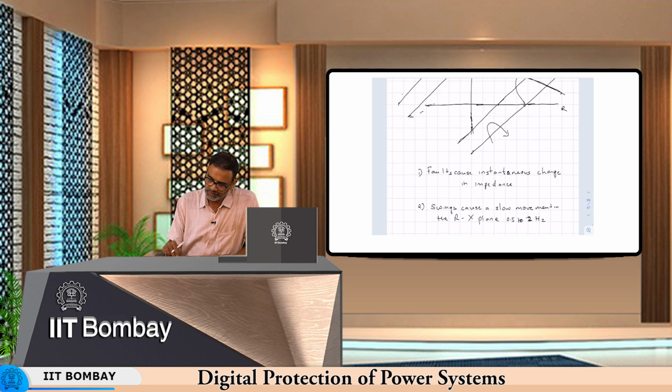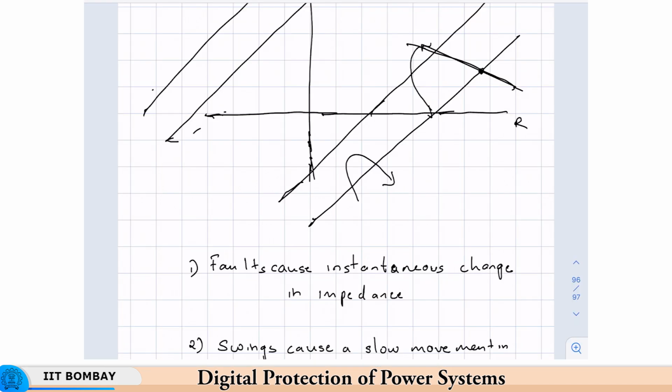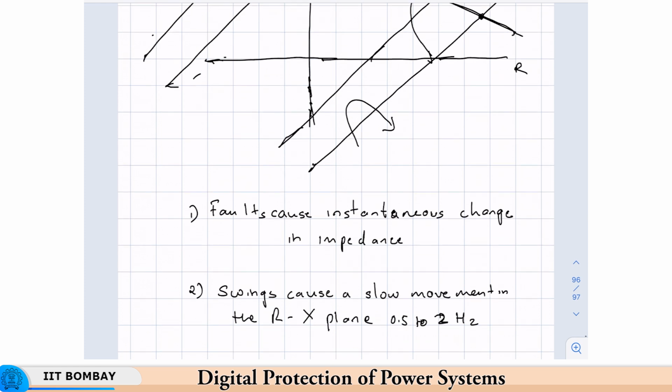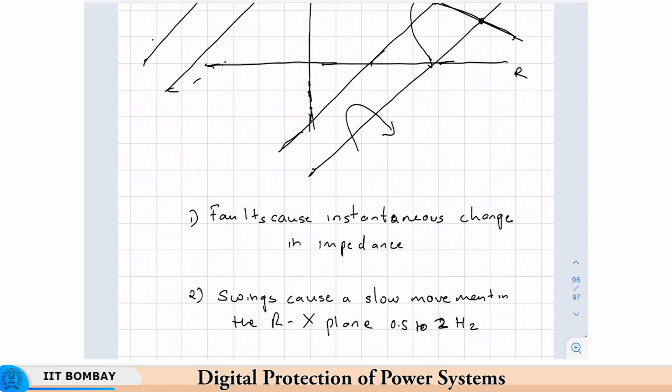So, what you do is, once the locus crosses one blinder, you start the timer, and when it crosses the other blinder, you stop the timer and you measure the time. If that time is greater than a certain threshold, then it is a swing. If it is faster than that, then it is a fault, and you do not have to block the relay from operating. Okay. So, one way of doing it is that these angles are known.